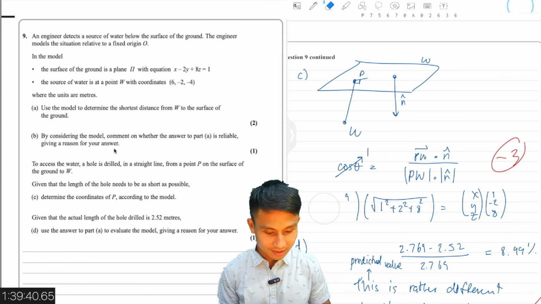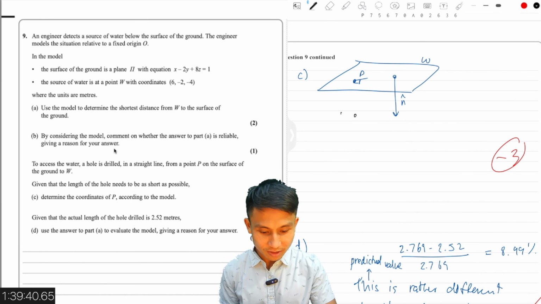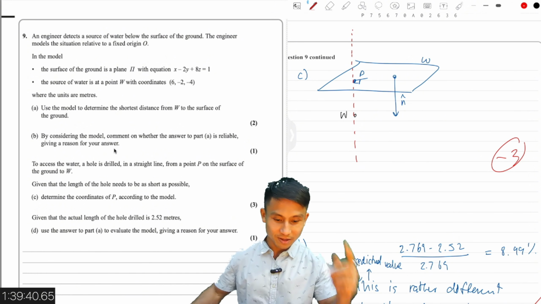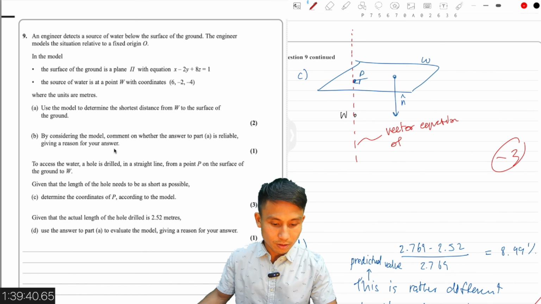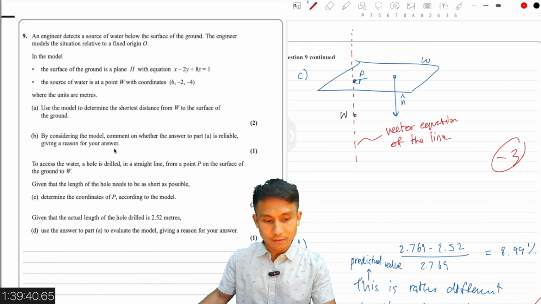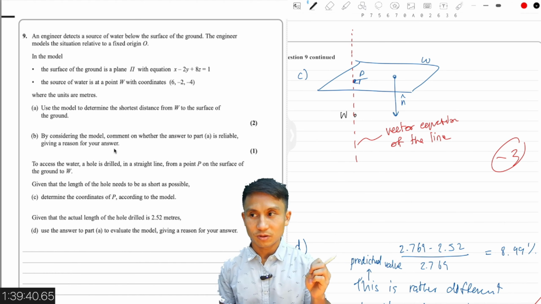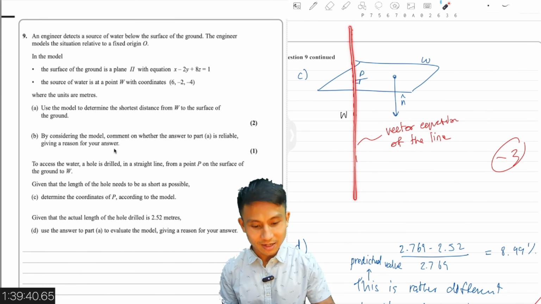I got the idea. So what should be right is to find, you see we have point W here, which is the source of water. We should find the vector equation of the line passing the W and the point P first. Okay? So let's find this vector equation of the line. Why do we do that? Because we can make this vector equation some variable and then put into the plane because the point P must be on the plane. So the point P is on this line and on the plane.